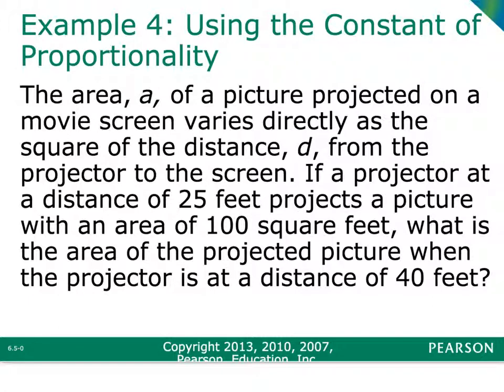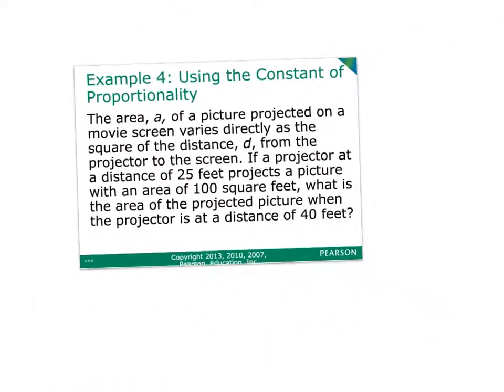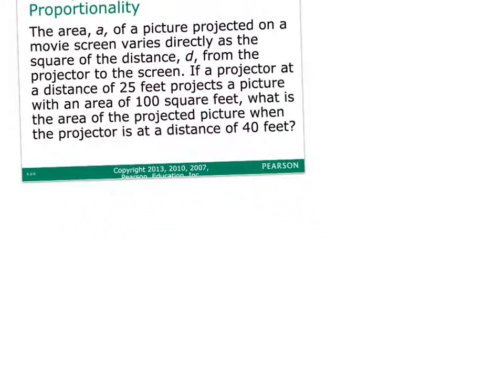Here's a little more in-depth example. The area A of a picture projected on a movie screen varies directly as the square of the distance D from the projector to the screen. Okay, so if it was me, I would stop right there and I would get an equation on my paper. Okay, so picking apart what it says, A, so I'm going to write that down, varies directly, so we're going to multiply the k, as the square of the distance D. So you don't want to use just D because they used the word square of the distance. So you'll have to take D and raise it to the second power in order to get the square of the distance. So for me personally, that's always my first step, is my verbal translation.